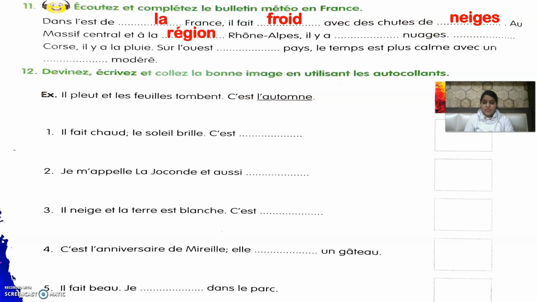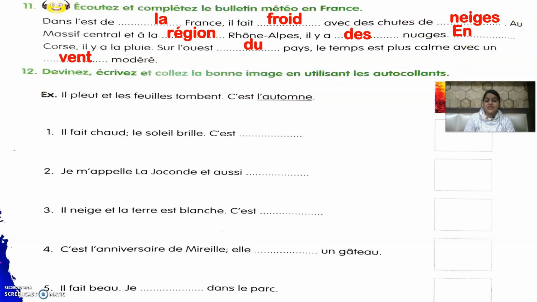Au massif central et dans la région Rhône-Alpes, il y a des nuages, that means in the massif central and the region of the Alps, there are clouds. En Bretagne, il y a de la pluie, and of course it's raining, it rains sur l'ouest, that means in the west du pays. Le temps est plus calme avec un vent modéré. So it means that in the west of the country, the weather is calm, with a moderate, you can say little bit of wind. Vent is wind.